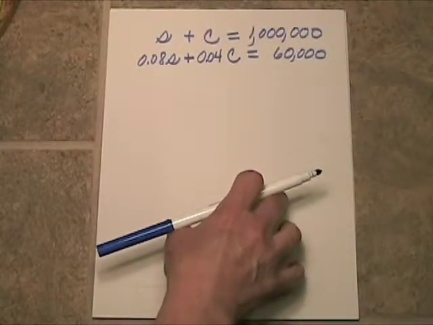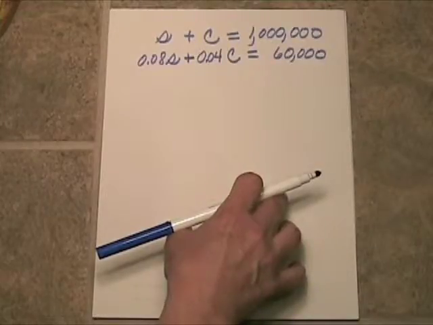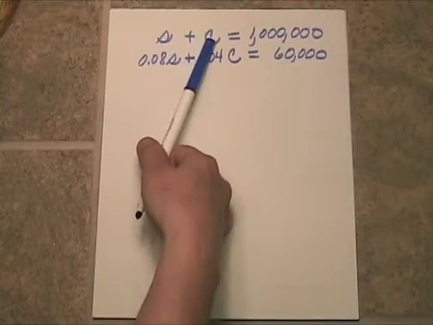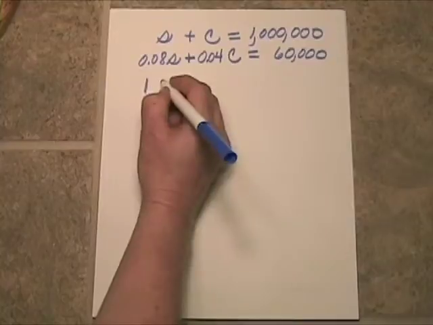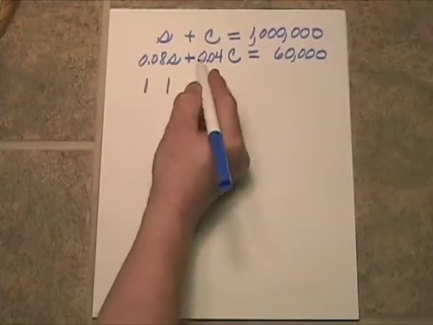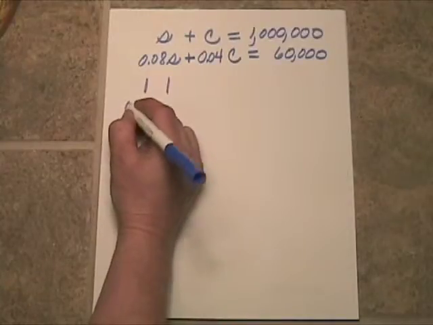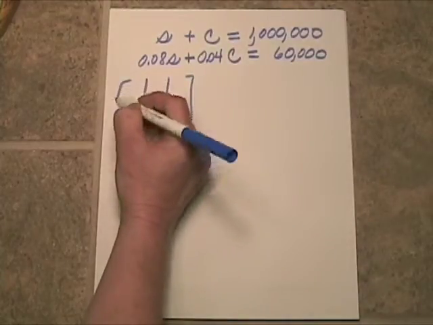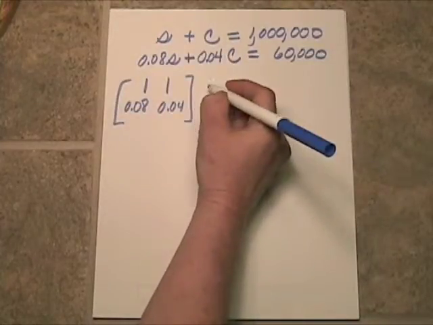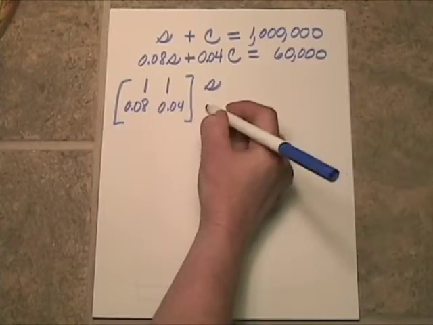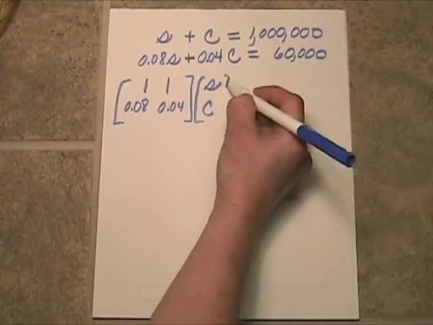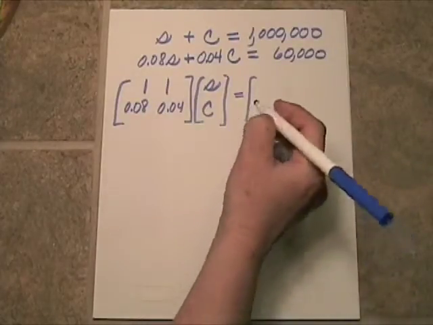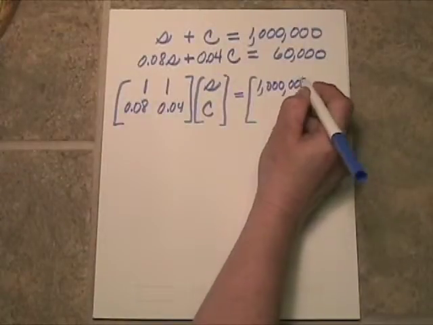All right, now how would this look as a matrix equation? Okay, well, let's go ahead and take a moment and pull our coefficients off. The coefficients on the S and the C are both 1. So it'll be a 1 and a 1. And then the coefficients on the second equation are 0.08 and 0.04. So there's your coefficient matrix. The variable matrix is just S and C, the amount in stocks and the amount in CDs. And the constant matrix is 1 million and 60,000.